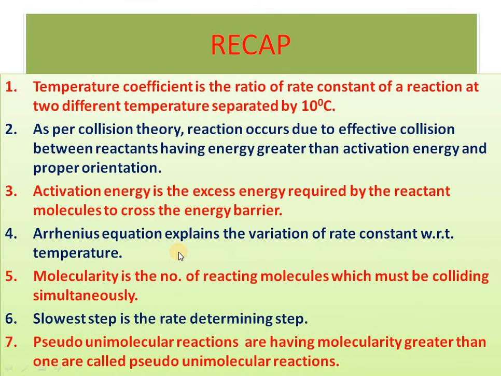Okay, now let us have the recap. Temperature coefficient is the ratio of rate constants of a reaction at two temperatures separated by 10 degrees Celsius. Collision theory says that reactions occur due to effective collisions, and those collisions are effective which have energy greater than the activation energy and proper orientation. Activation energy is the excess energy required by the reactant molecules to cross the energy barrier. The Arrhenius equation explains the variation of rate constant with temperature. We have studied three different forms of the Arrhenius equation.